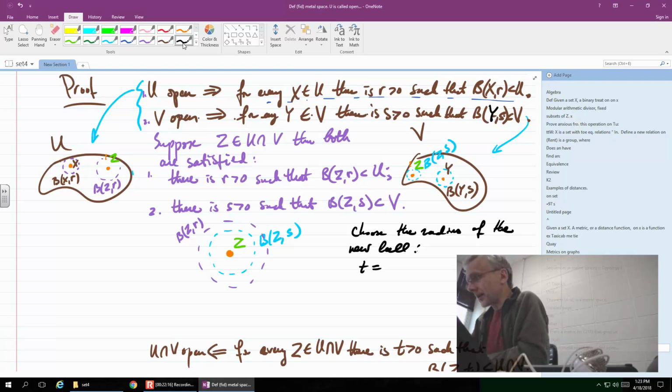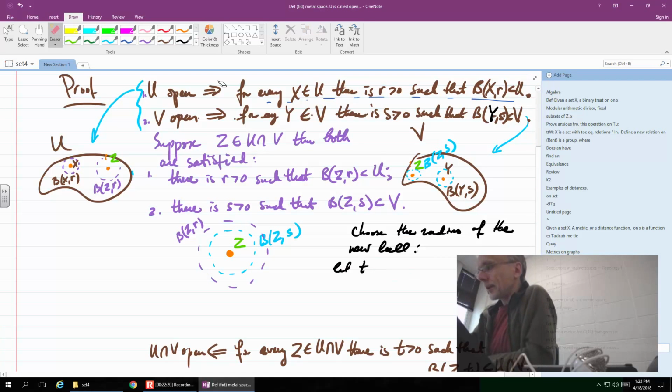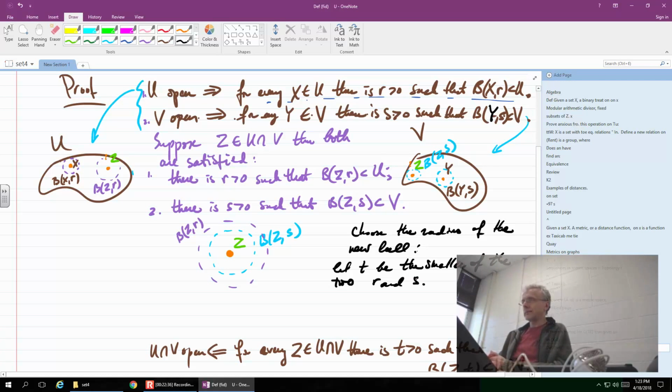Okay, let me just write the words. So let T be the smaller of the two, R and S. You don't have to use notation. The notation I was trying to apply is minimum. If you don't remember, words are just as good. So we choose T to be the smaller of the two numbers, R and S.